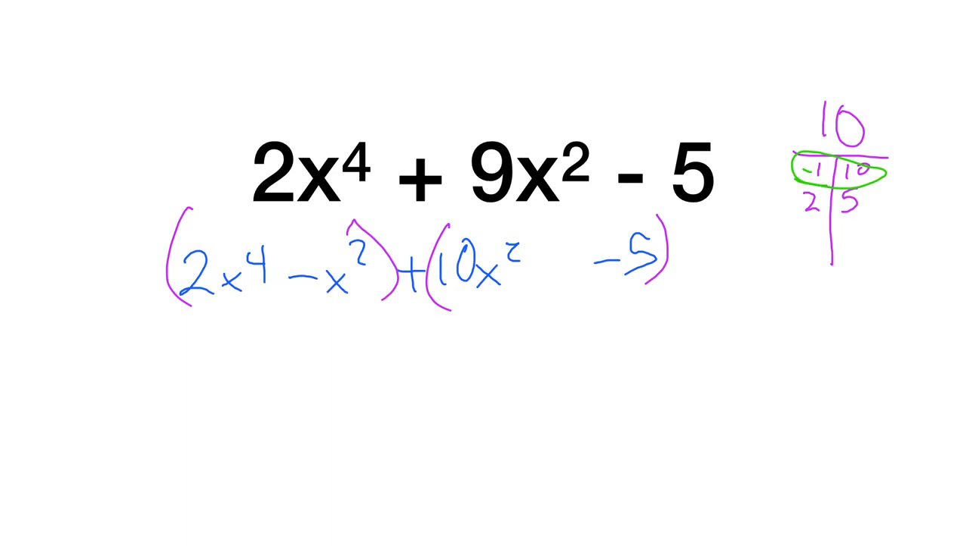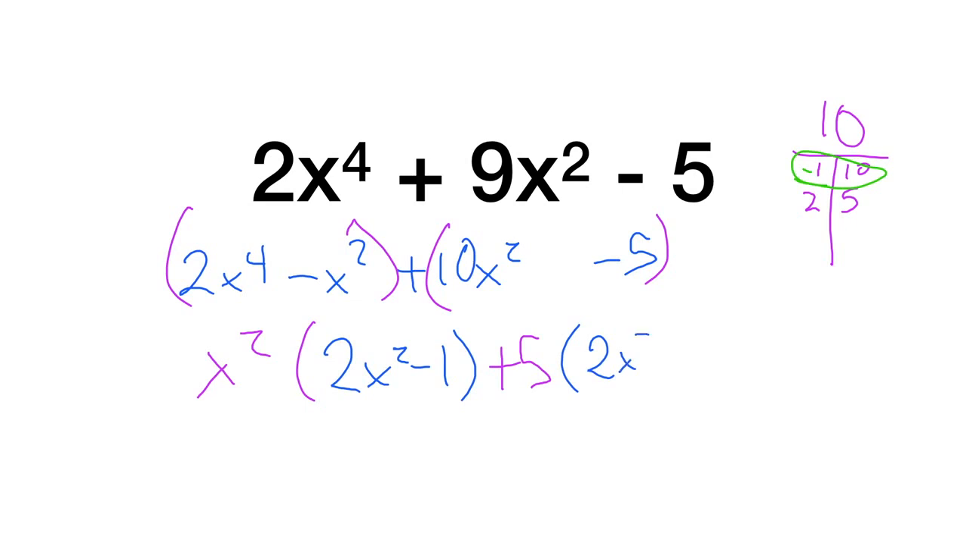Greatest common factor between 2x to the 4th and x squared is x squared times, in this case, 2x minus 1. And then greatest common factor between 10x squared and 5, 2x squared minus 1. Greatest common factor between 10x squared and negative 5 is going to be 5. And that is going to be 2x squared minus 1 as well.